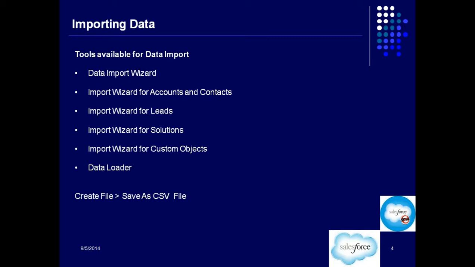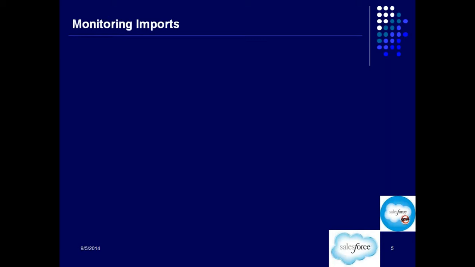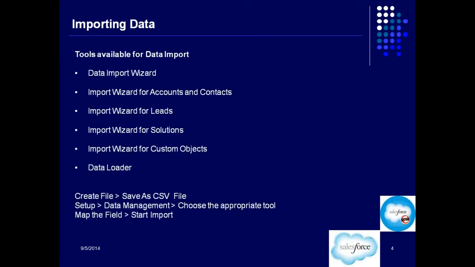So first thing you have to do is create a file, save as CSV, go to setup data management, choose the appropriate tool, choose the tool which you want to use, and then map the file fields and start import. Okay. So let's do one small example to understand this.